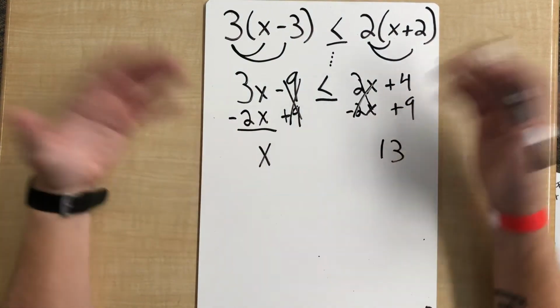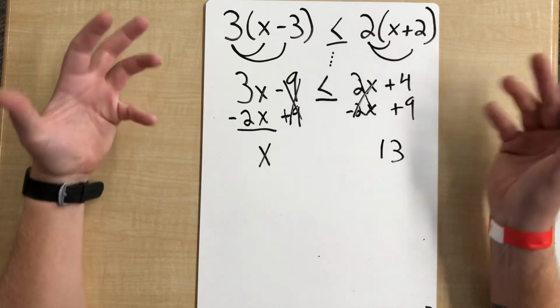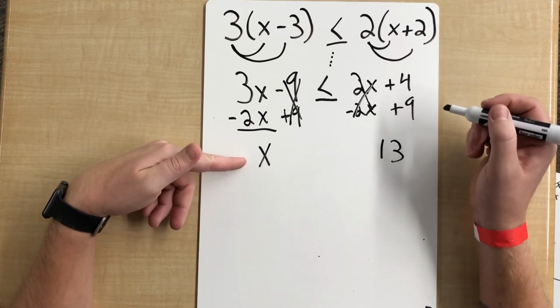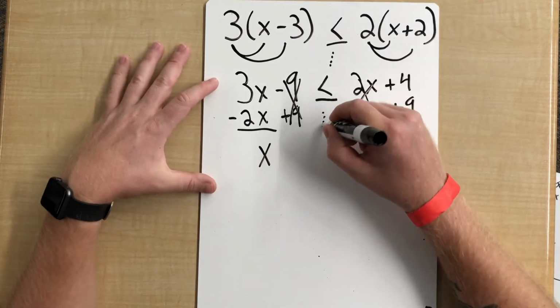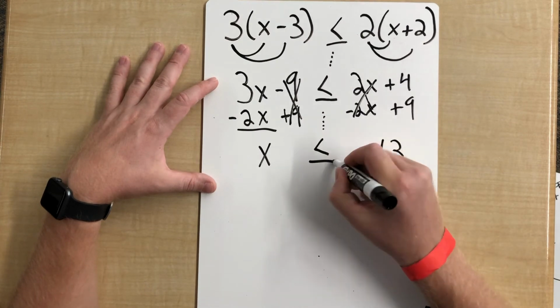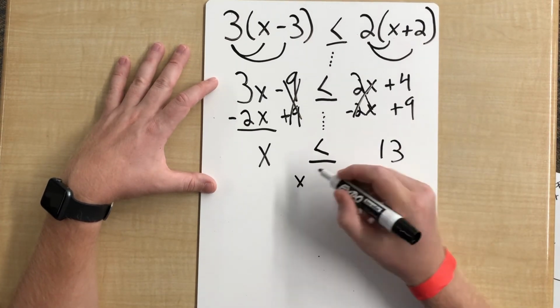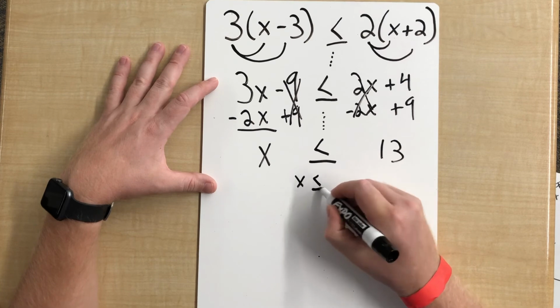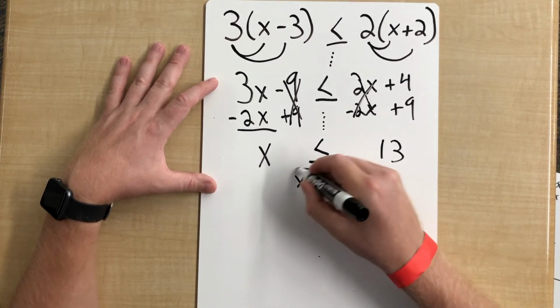Did I divide anything by a negative? Nope, nothing whatsoever. I don't even need to divide because it's just a 1 right there. So my less than or equal to sign doesn't change. There is my solution. X is less than or equal to 13.